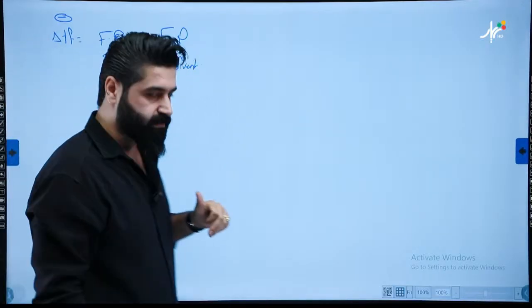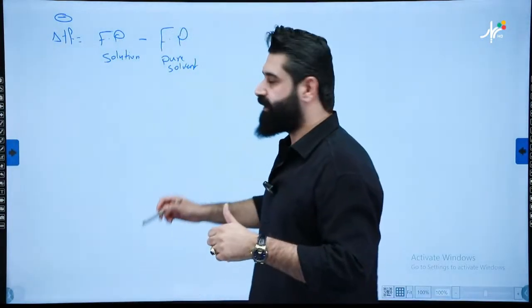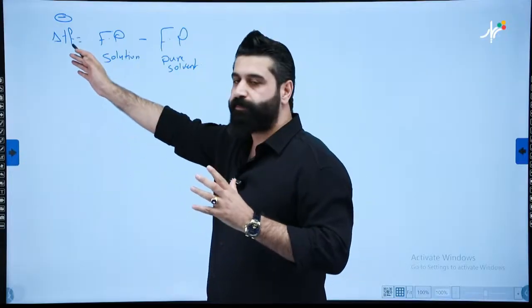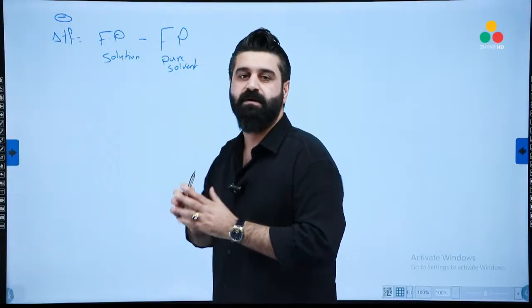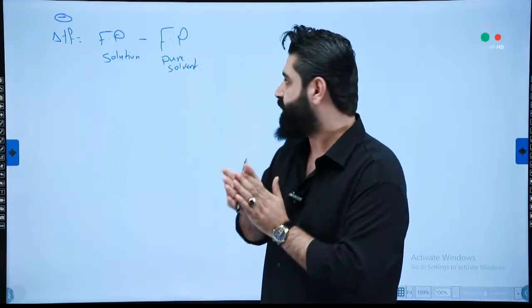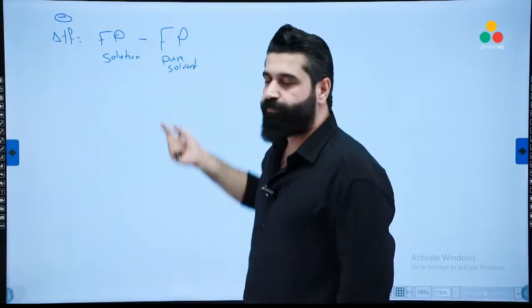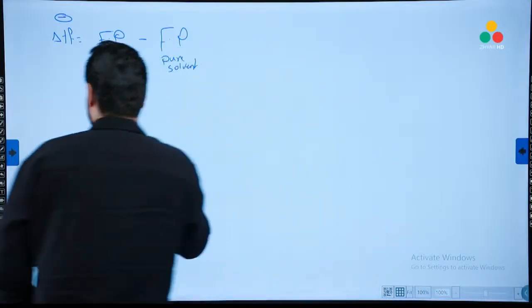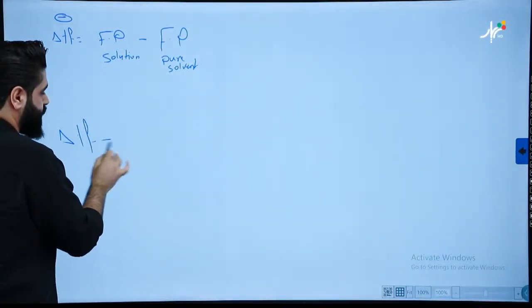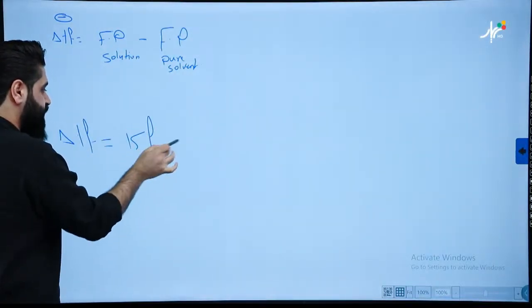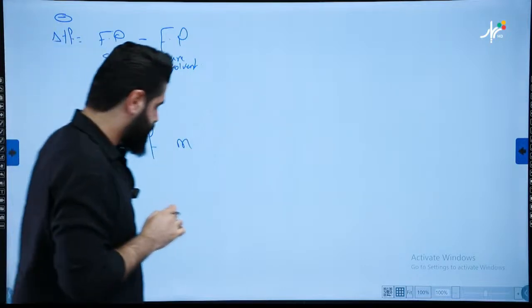Very good. Look, we have studied the boiling point elevation, which equals the boiling point of solution minus boiling point of pure solvent. But now it's the freezing point. And the next rule is delta TF equals KF times molality.